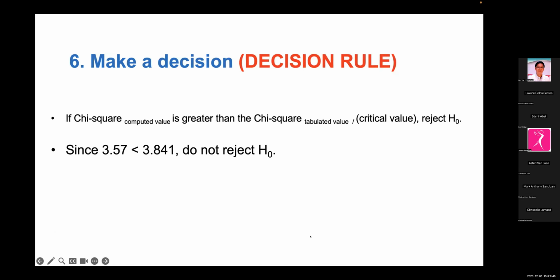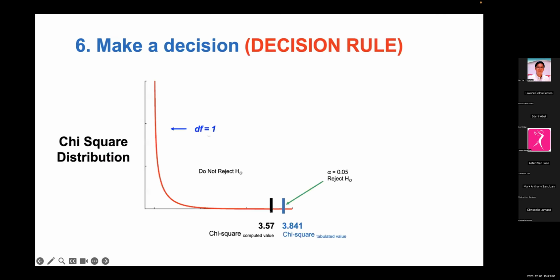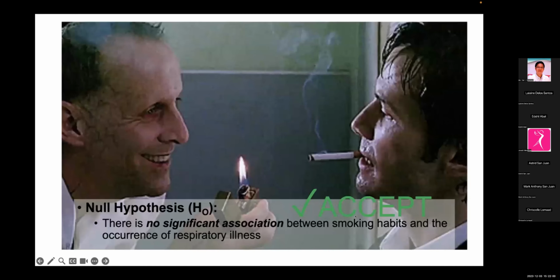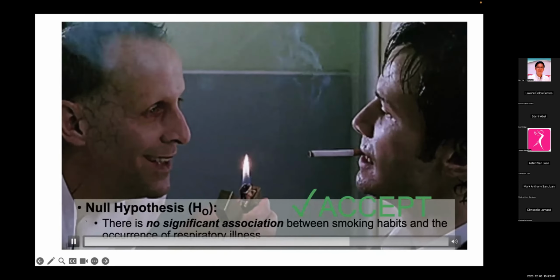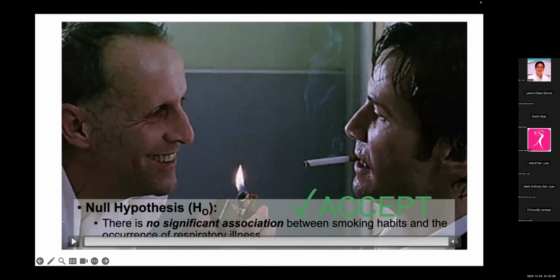So the next step is to make a decision rule. Our value is less than the one in the tabulated portion, so we do not reject the null hypothesis. Based on the sample and the population, apparently there is no significant association between the smoking habits and the occurrence of respiratory illness.